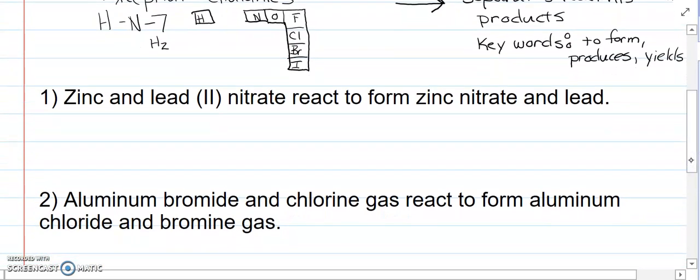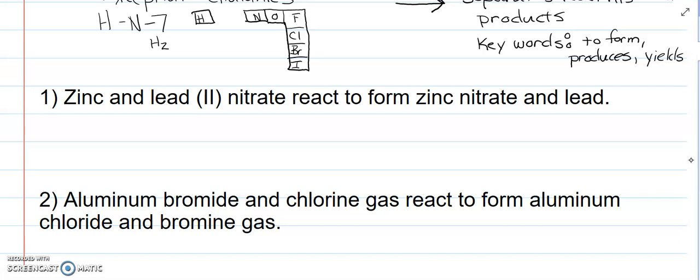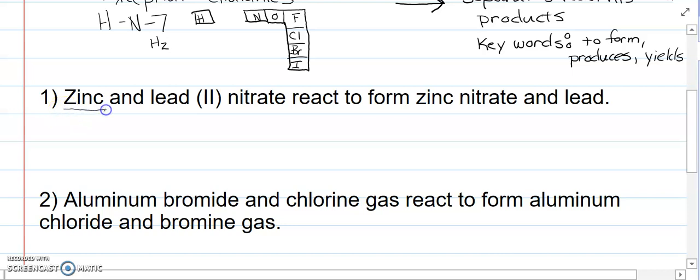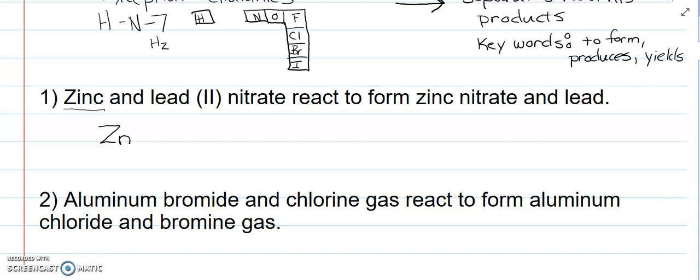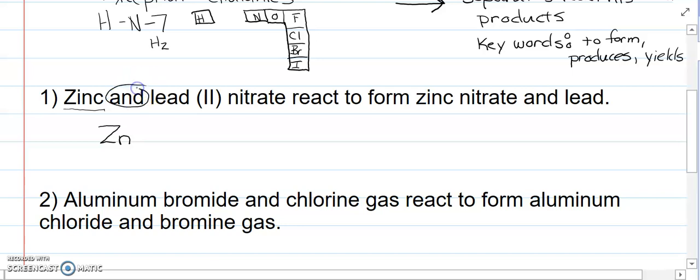Zinc and lead(II) nitrate react to form zinc nitrate and lead. So I have multiple parts to this equation. I have zinc. And what do I know about zinc? Zinc's by itself, and zinc is going to be an element. For an element, we said elements are just a symbol, and zinc is just a symbol. At this point, zinc does not have a +2 charge, so it's not okay to put the charge up there, and it's not part of my diatomics, so it doesn't have a subscript, and "and" is going to become my plus sign.